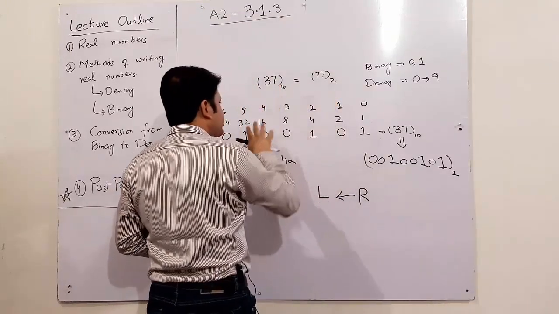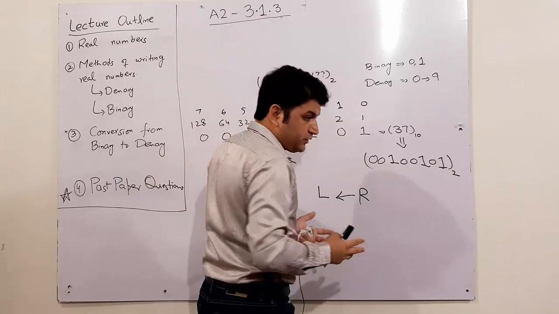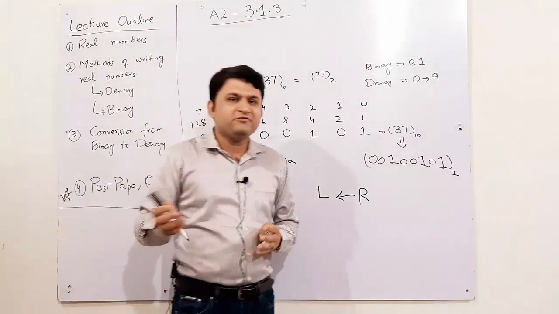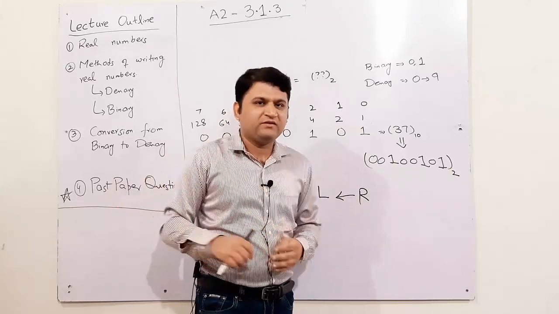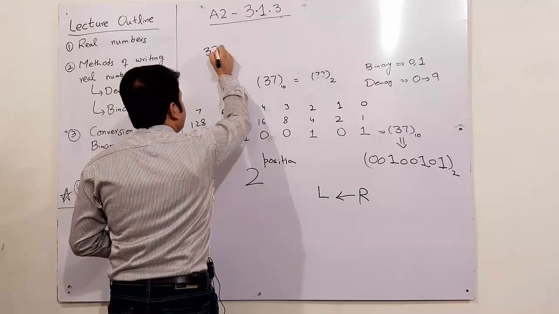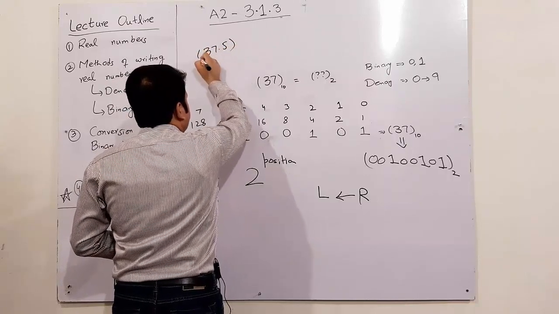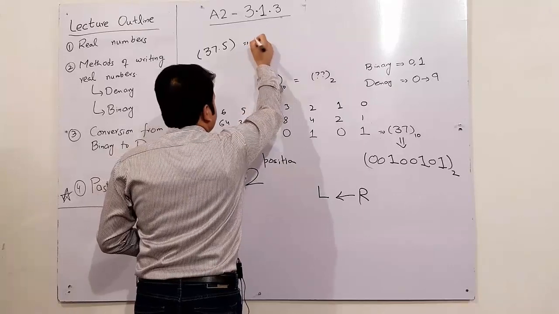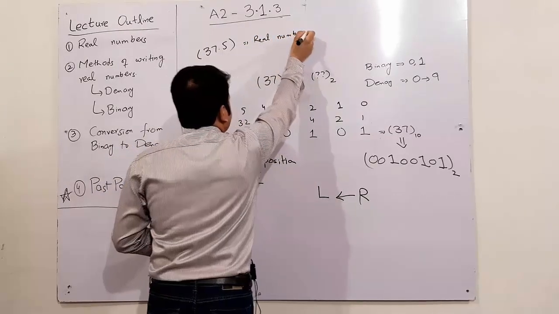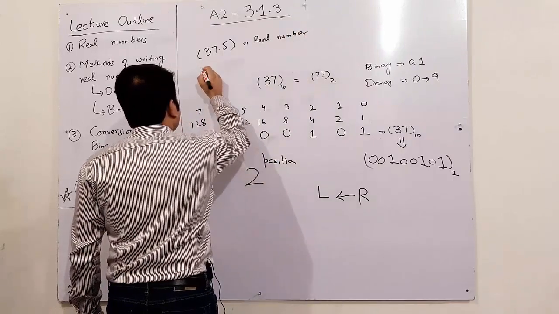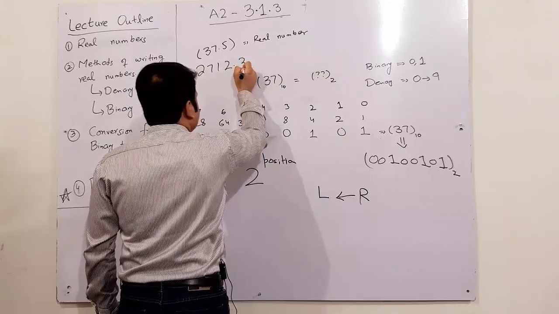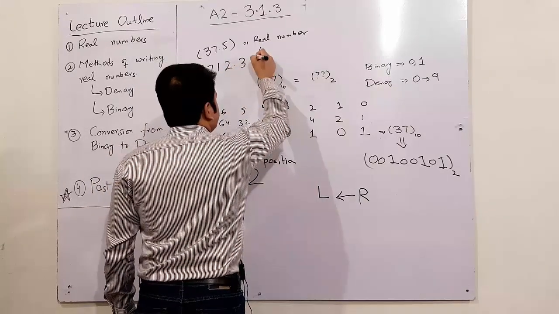So what does a computer do when it encounters some real number? A real number means it contains a value to the right of the decimal point. So let's take an example. Let's say we have this number for now. It's a real number. Another number, it's also an example of a real number.